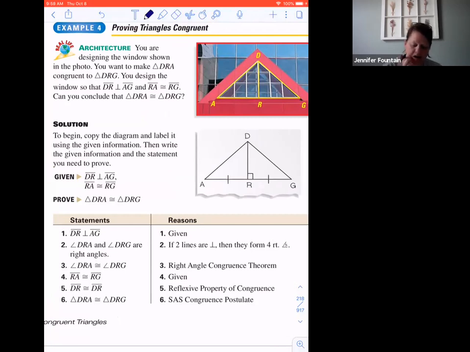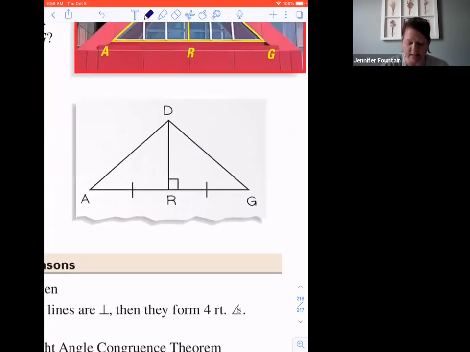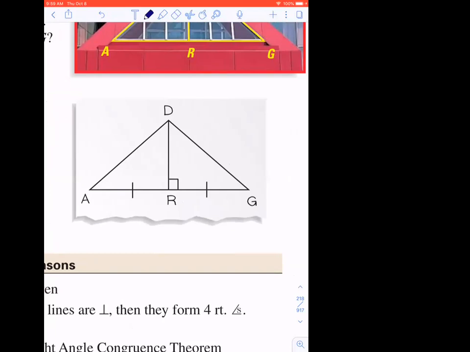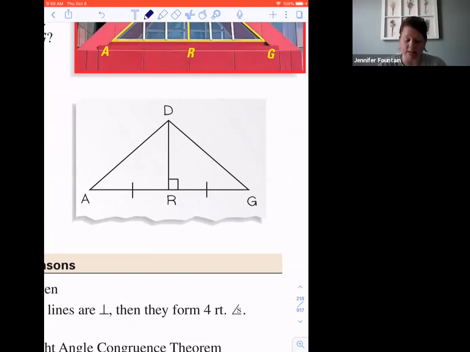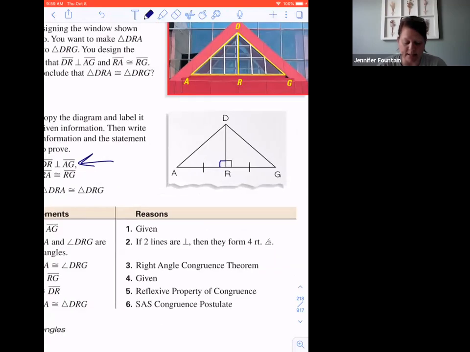Okay, so what we're going to look at here, it has told us that DR is perpendicular to AG. So when I'm looking at that, I know that if it's perpendicular, what kind of angles are formed? I would have 90 degrees. Exactly. So I've got that 90-degree angle. So I know if that one's 90 degrees, then this one's 90 degrees as well. So now I know that they share that 90-degree angle.